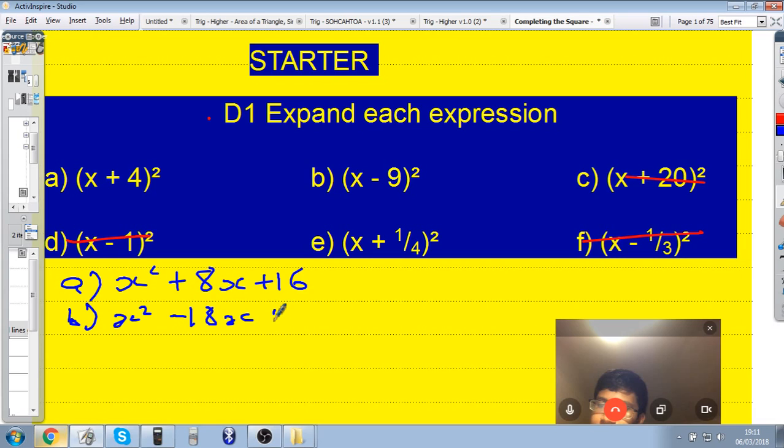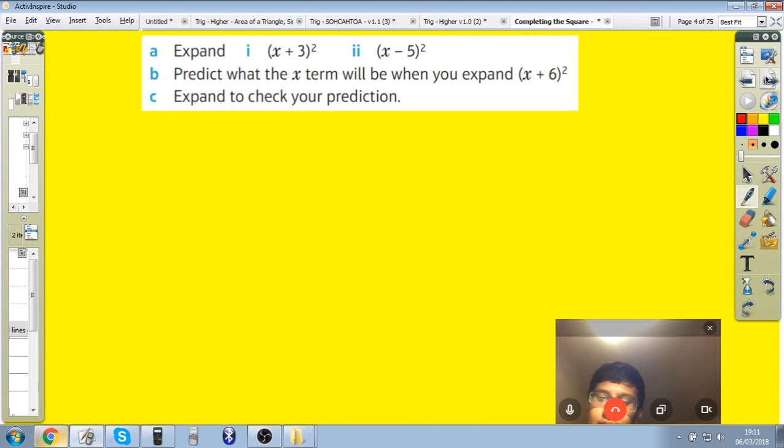Which one of these square brackets will expand to give you a 2x as the x term? The x plus 1 squared. Yeah. X plus 6 squared, that would give you what x term? That would be 12x.